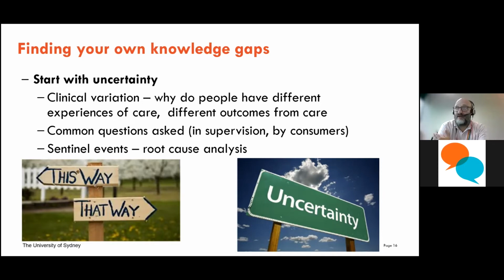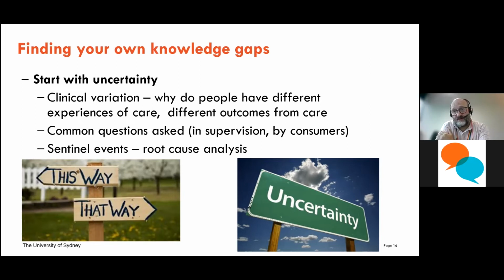We can do that by thinking about clinical variation. It might be that you've got some idea that there are some people who have a very different journey through care with you. What's going on there? Why is it that people have a different journey through care? What are the features that make it different? Why is it that the people with these features have a better result, and these people with these features have a worse result? What's going on? That kind of uncertainty. Another place to collect uncertainty is to collect the kinds of questions that people ask, maybe in supervision groups, or where consumers ask.